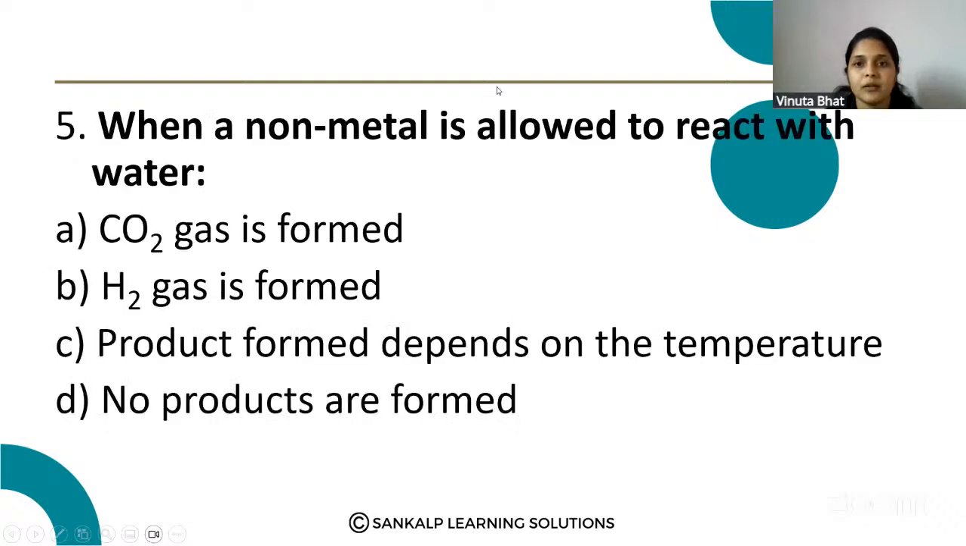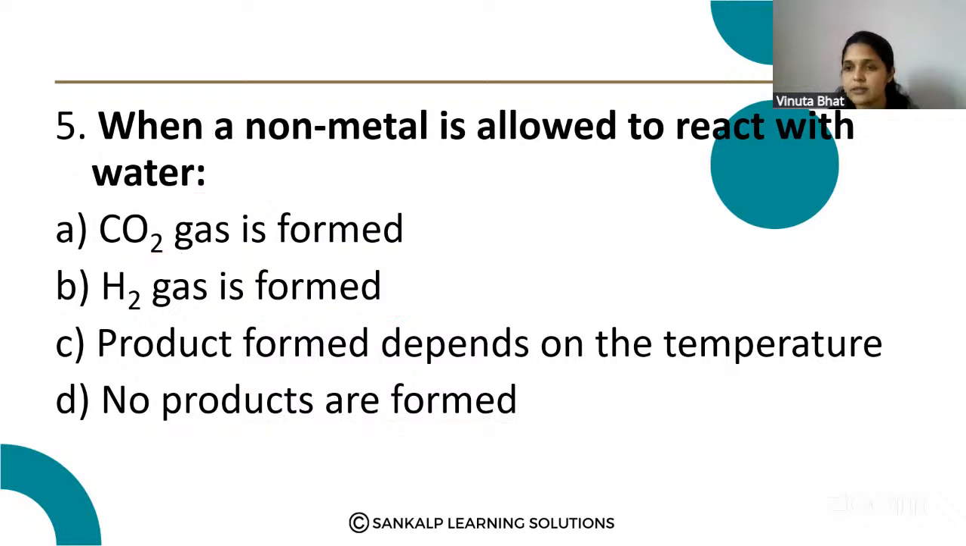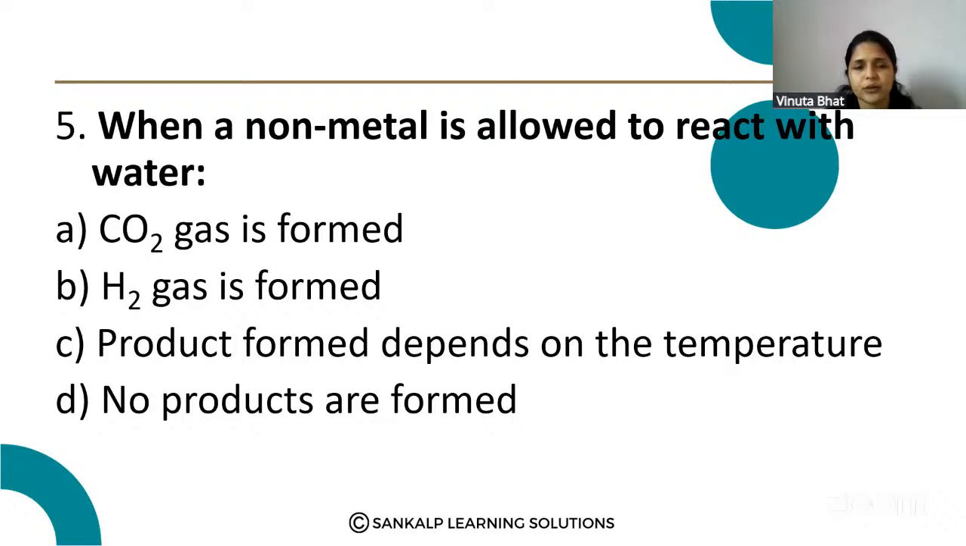Next question. When a non-metal is allowed to react with water, carbon dioxide gas is formed, H2 gas is formed, option C, product formed depends on the temperature, or no products are formed. When a non-metal reacts with water, which product is formed here? Please comment your answers. Option D, no products are formed. Carbon dioxide or hydrogen or anything is not formed in this. So the correct answer is option D.